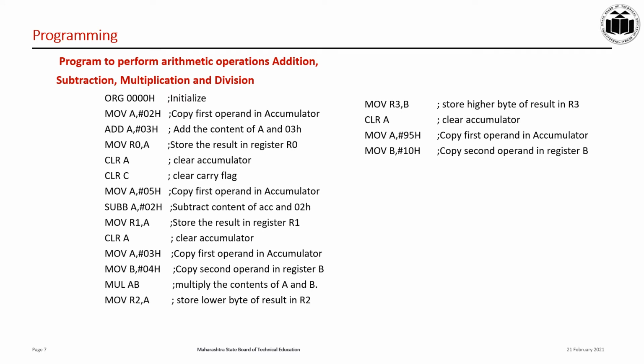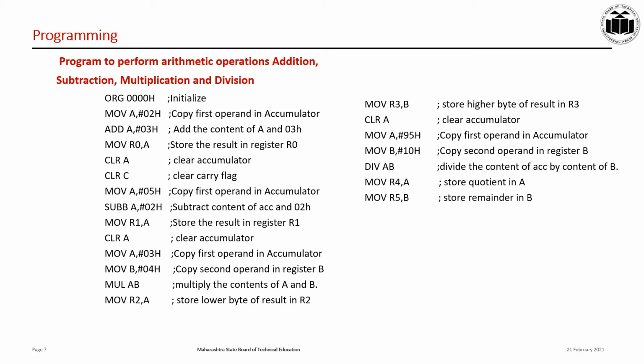#95H. MOV B, #10H, copy second operand in register B. Then DIV AB, this will divide the content of accumulator by the content of register B. After division, the quotient will be stored in R4 by using instruction MOV R4, A, and the remainder will store in register R5 by using instruction MOV R5, B. Then this is the end of the program.